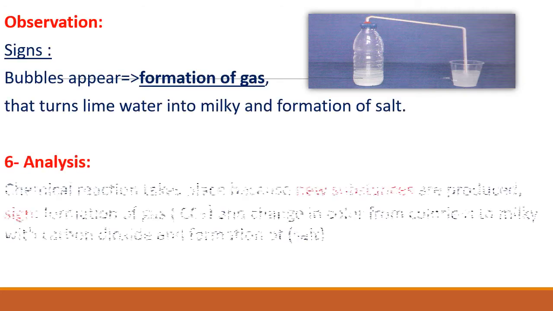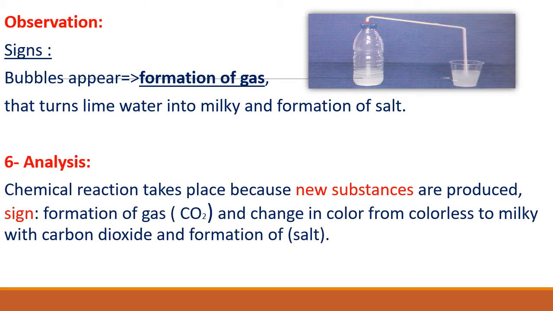So when carbon dioxide is added to lime water, it turns milky and shows formation of salt. How did we know that we have a new substance, which is salt? Because we have formation of precipitate.